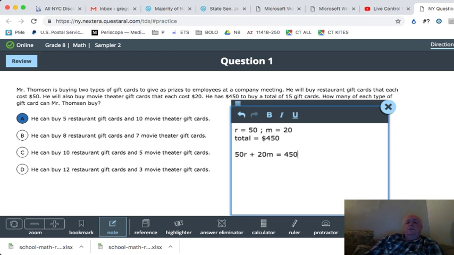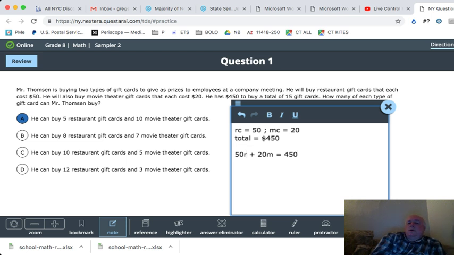Okay, in this case, up here I used R as the dollar amount, so maybe I should keep this as restaurant card is $50, because I'm really using a different symbol here. The RC was the dollar amount. In this case, we're putting the dollar amount down in our expression, but R is the number, the count, the number of these cards. How many restaurant cards are there? Same with M, it is the count, the number, and the 20 is what it's worth. Okay, and 450 is the total.